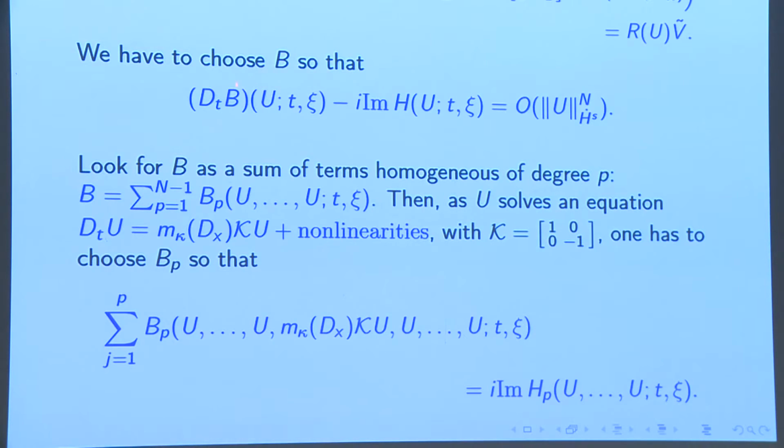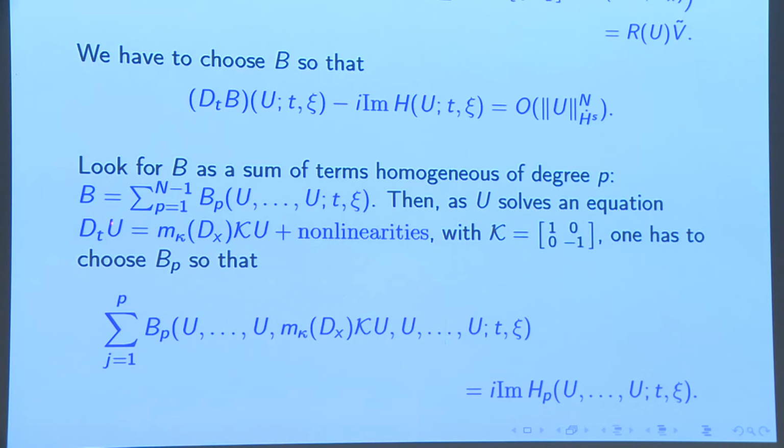So now let me compute dtB. When I compute dtB, the t derivative will act successively on each argument of Bp, and I will replace the corresponding dtu using the equation, which was that dtu is some Fourier multiplier m kappa of dx times some matrix K, which was 1, 0, 0 minus 1, acting on capital U, plus some nonlinear terms, which will generate contributions of higher degree of homogeneity.